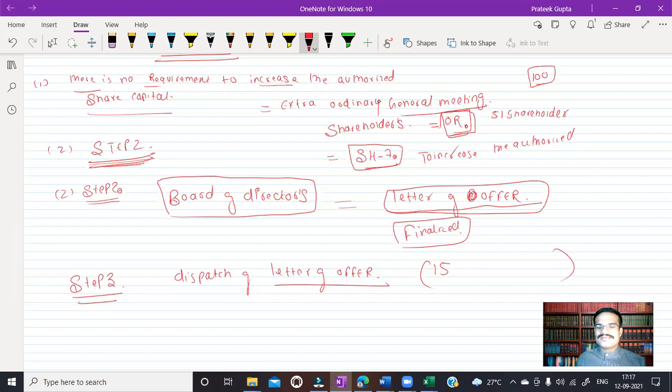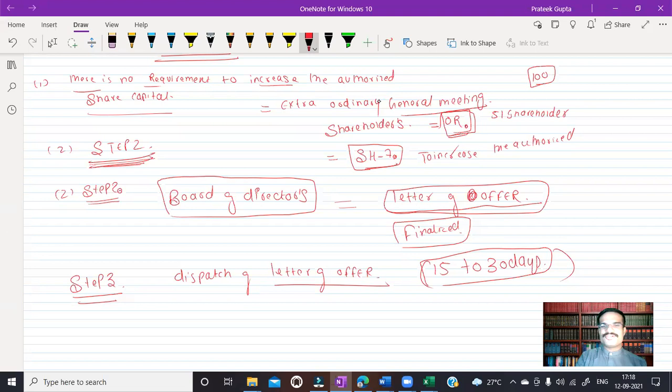So that, sir, you decide whether you want to give us the cash or not. 15 days minimum will be given to the shareholders by the company to decide, that, sir, do you want to give me money or not. And the maximum will be 30 days. Understood, sir. So 15 minimum, maximum 30 days will be given by the company to the shareholders to decide whether they want to give money or not.